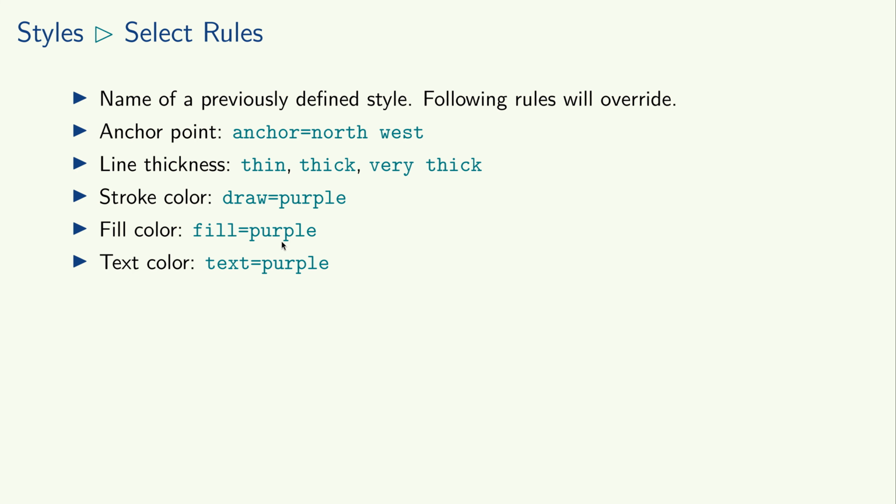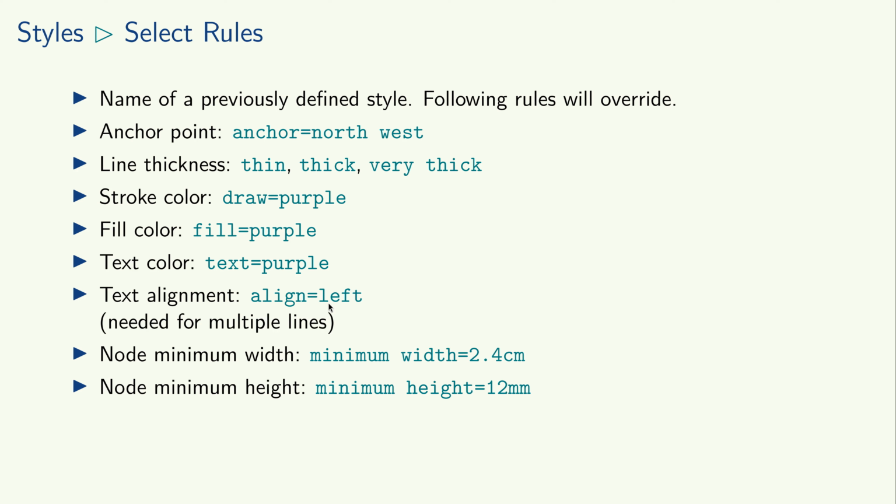The shape can also be filled. And if you have text, then you can tell it that you want this text color. I think fill color is usually transparent, stroke color defaults to black, and text color defaults to black as well, I think.